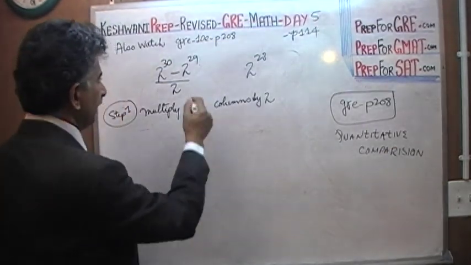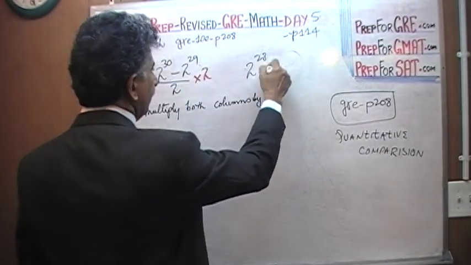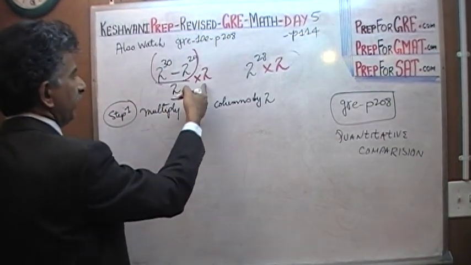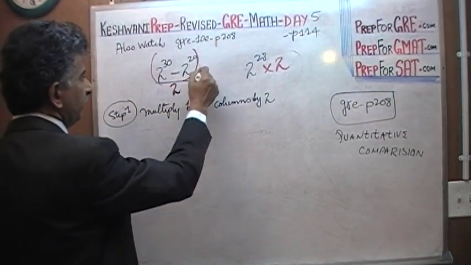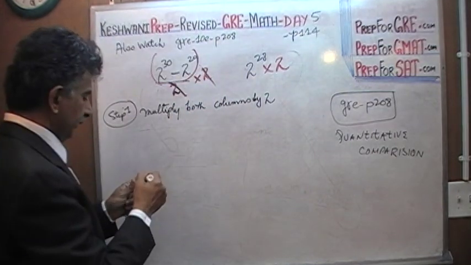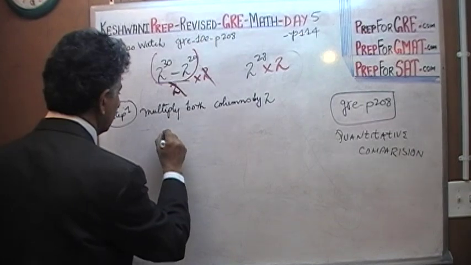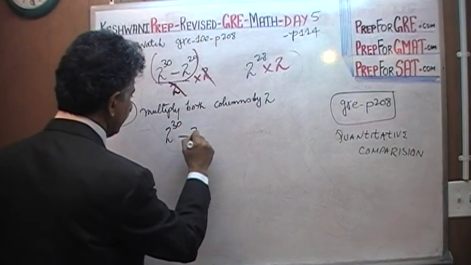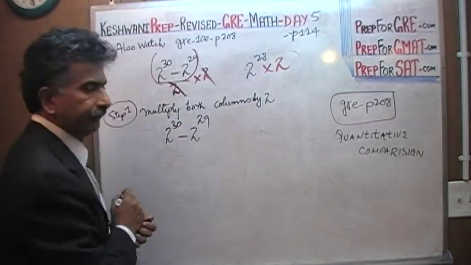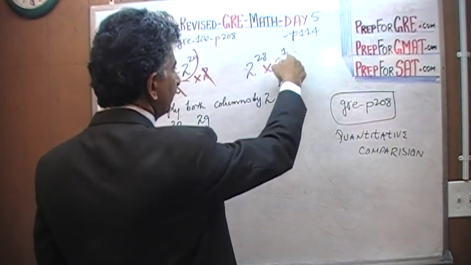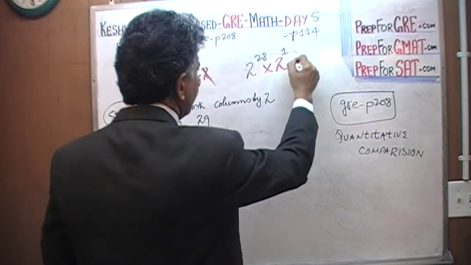And instead of rewriting everything, I'm just going to do it here to save time. If you take this quantity and multiply it by 2, this 2 at the bottom and this 2, they cancel out. That was the whole idea. And now we are left with 2 to the 30th minus 2 to the 29th in this column. And here we have 2 to the 28th times 2 to the first power, which is the same as 2 to the 29th.